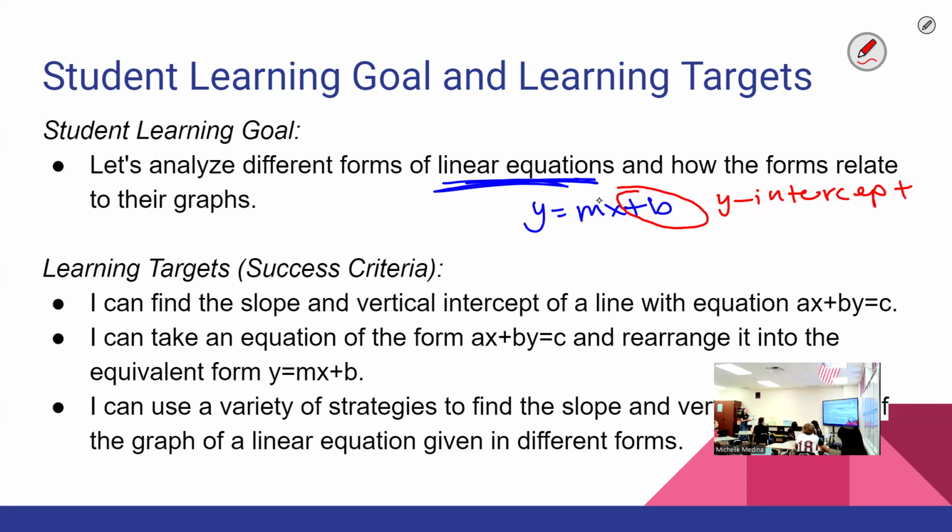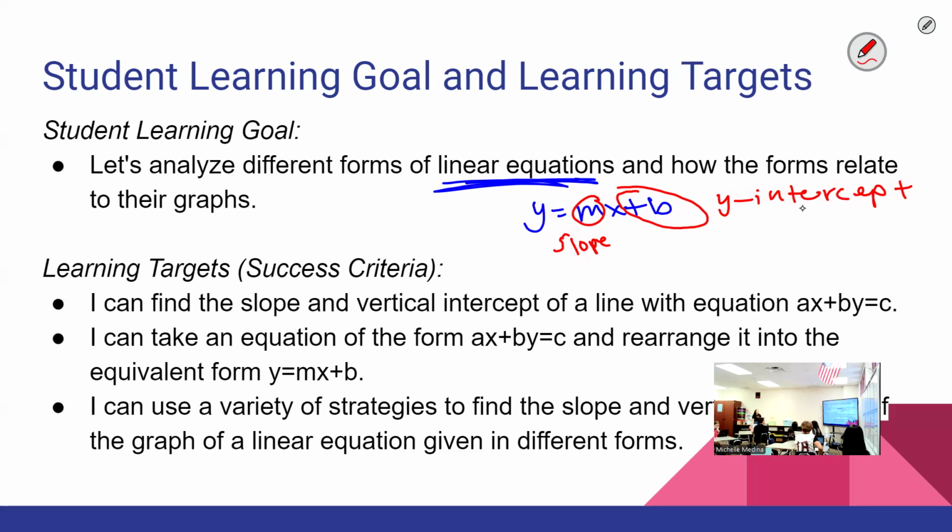The slope, which is M, and it's always in front of the X or attached to some variable. And that is your slope. And it's in the name. Slope intercept form, you can see the slope and you can see the y-intercept super clearly.